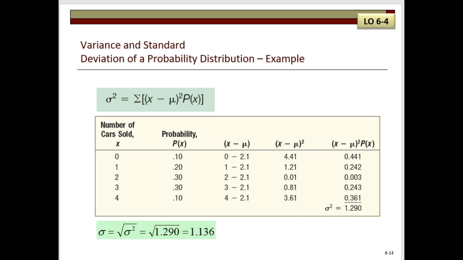The standard deviation of a discrete probability distribution, which we denote as sigma, is obtained by getting the square root of the variance, which you can see down here.